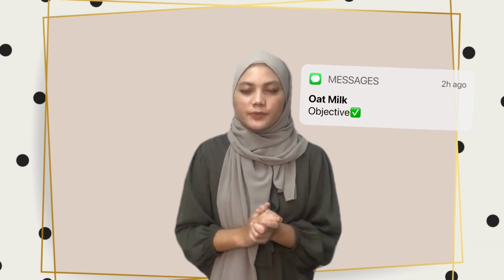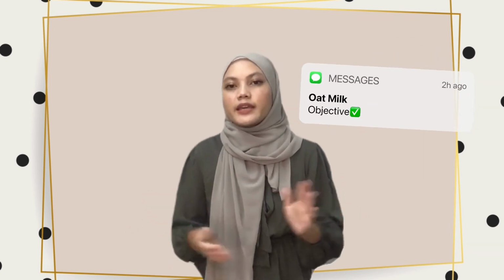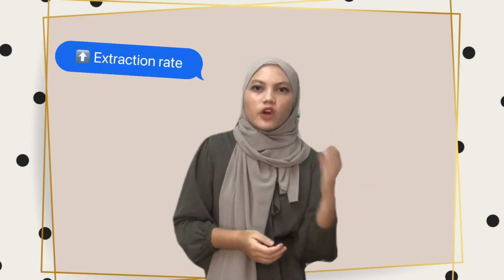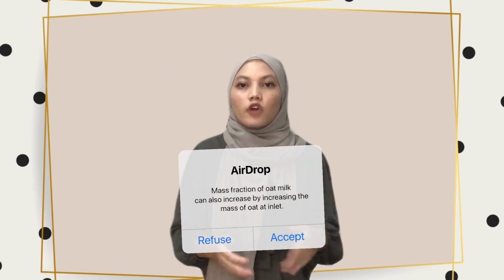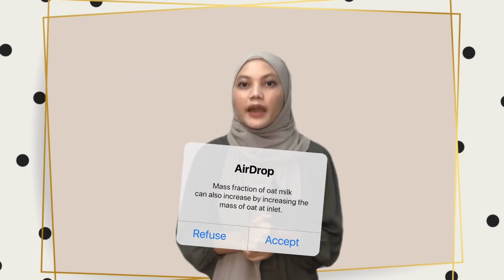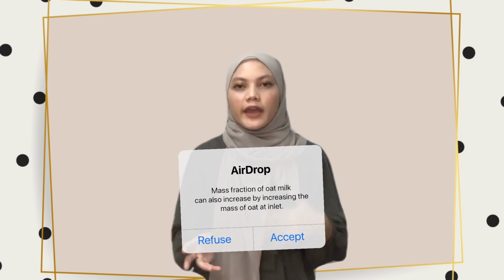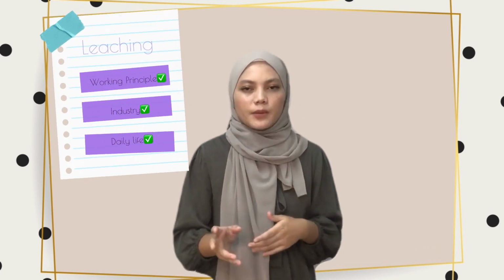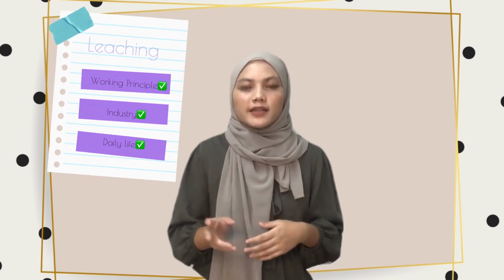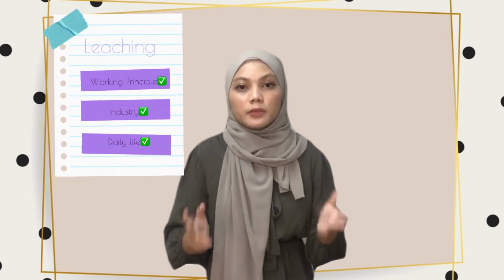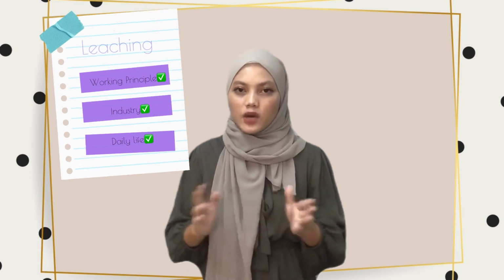Now, to conclude this experiment, the objective of this experiment is able to be achieved. It can be seen that the extraction rate from this experiment can be increased as the inlet rate increases. Besides, the mass fraction of oatmeal can also increase by increasing the mass of oat at inlet. Last but not least, the experiment illustrates the working principle of the leaching process in industry, and we are able to apply the leaching process in our daily life to reduce the cost of buying oatmeal.